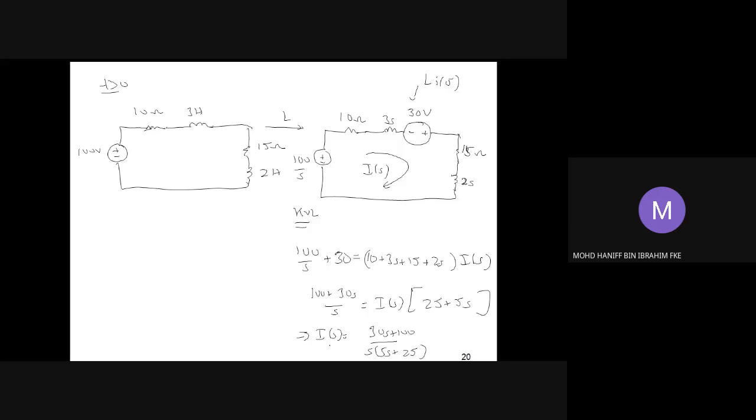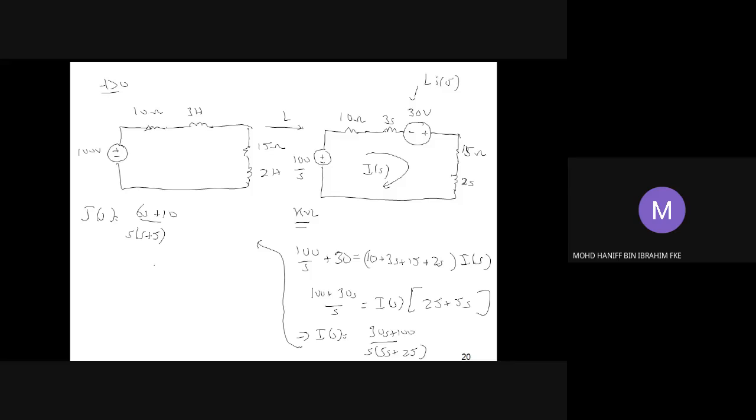So we need to do the partial fraction to find the i(t). So you're going to have I(s) equals 6s plus 10. I'm taking out the 5 here. So that should be equal to s times (s plus 5).